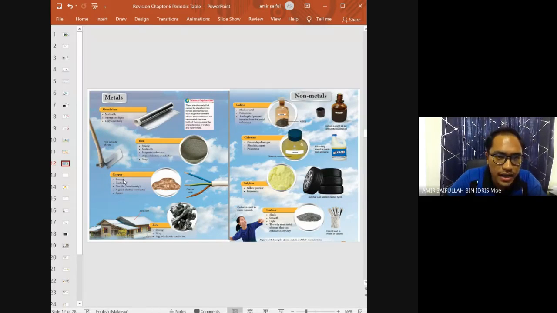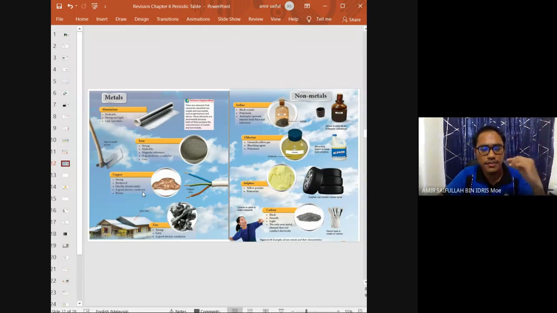Okay, copper, tembaga. Okay, copper are brown in color. So they are very strong. They are rust proof. They cannot rust, and they are ductile. They can bend easily to form wire. And they are also a very, very, very good electric conductor. Most of the wire used are actually made of copper, and they are brown in color.